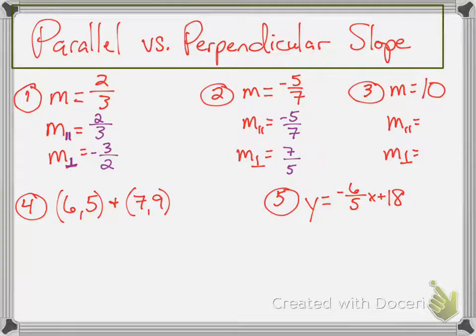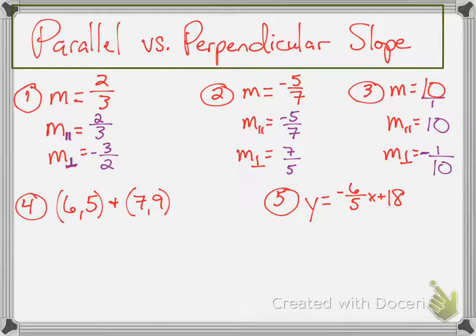Last here, I have a slope of 10. So the parallel slope would also be 10. If I want perpendicular, so if I flip the number 10, remember, 10 is the same as 10/1. I would flip it and make it 1/10, change the sign, so that makes it negative, meaning I have a perpendicular slope of -1/10.